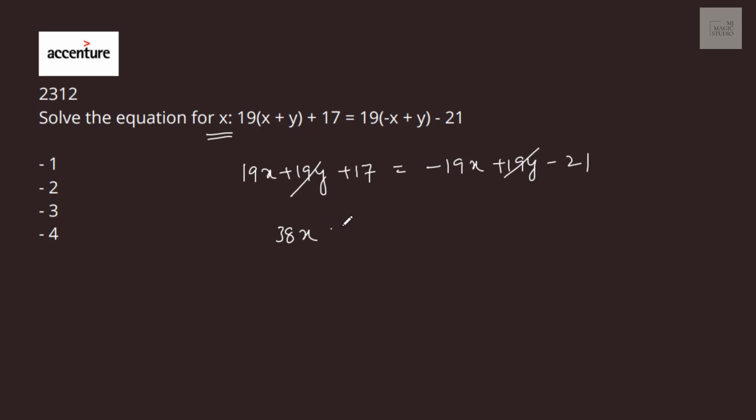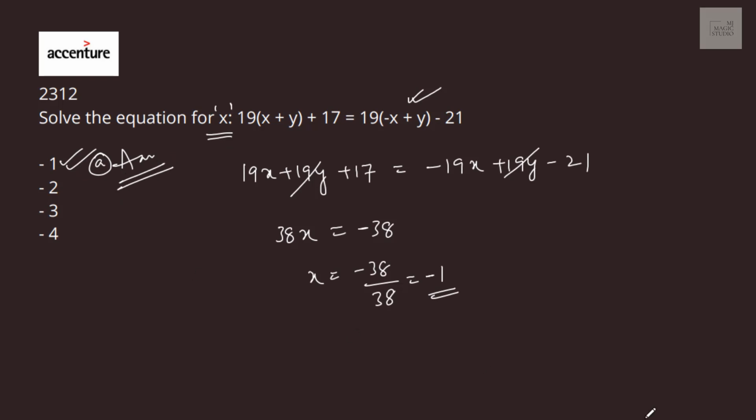It would be 38x equals minus 17 minus 21, 17 will go there, that is minus 38. So x would be minus 38 by 38. That is minus 1. With this particular single equation we can find the value of x. But if they had asked to solve the equation for y, then we are in no position to find the value of y. Y can take any value in that case. But here the value of x is asked, that is minus 1, and that is in option A.